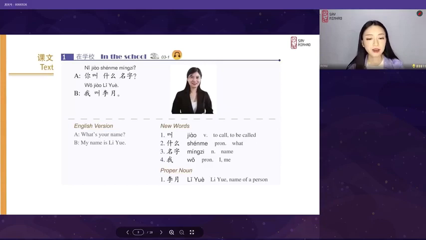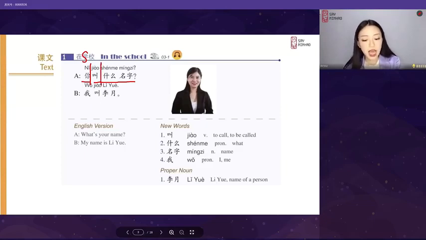Okay, now let's see the sentences. First one, 你叫什么名字？We've already practiced it before when we were learning the new words. Now let's see some details. First, 你 is the subject of this sentence. 你 means you, and it is a singular you, not like in English. You can mean singular or plural, but in Chinese, 你 only means singular, one person.